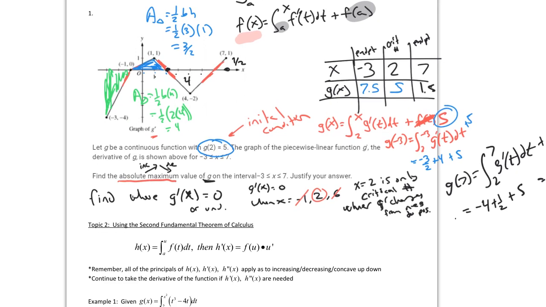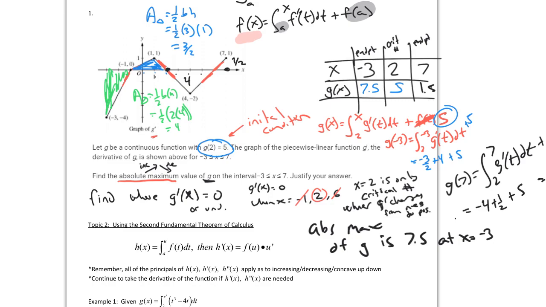Okay, so all that allows me to say that, and this chart is my justification. You can use a candidate's chart to justify an absolute maximum or minimum by saying that the absolute max of g is 7.5 at x equals negative 3.